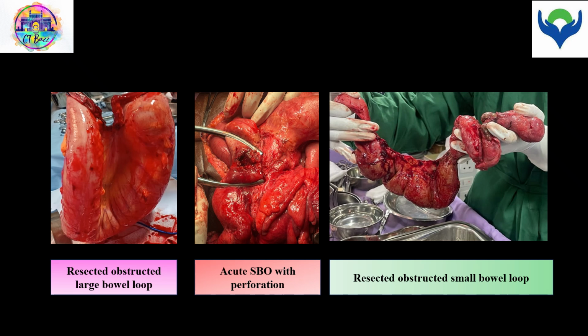These are the intra-op findings where the first image shows the resected obstructed large bowel loop in case of sigmoid volvulus, and this is an acute small bowel obstruction complicated with perforation, and this is the obstructed ileal bowel loop.